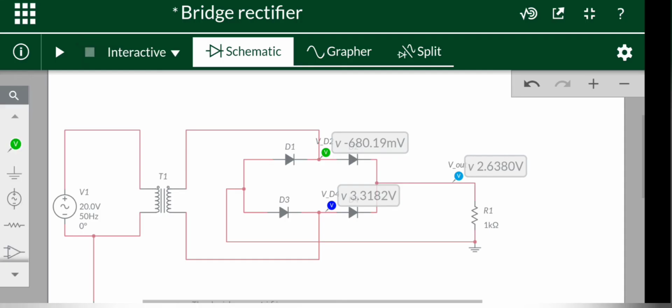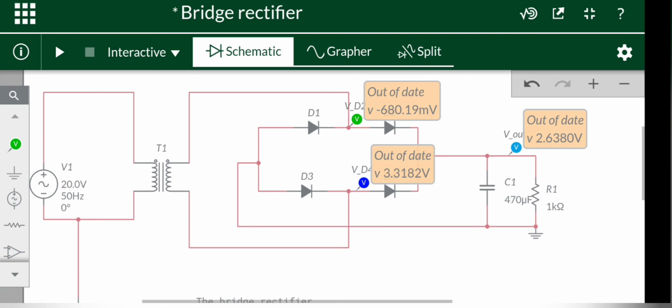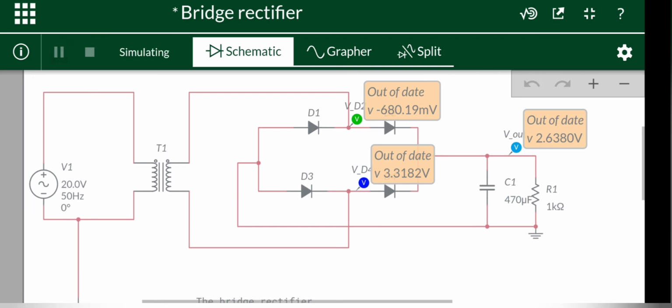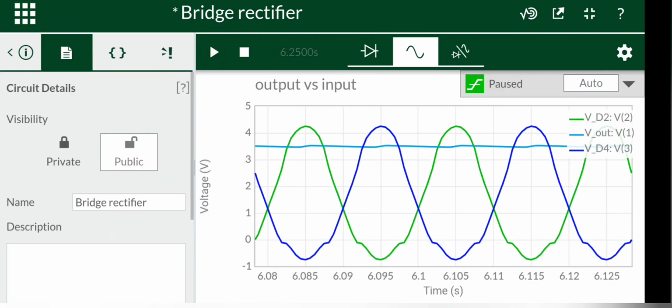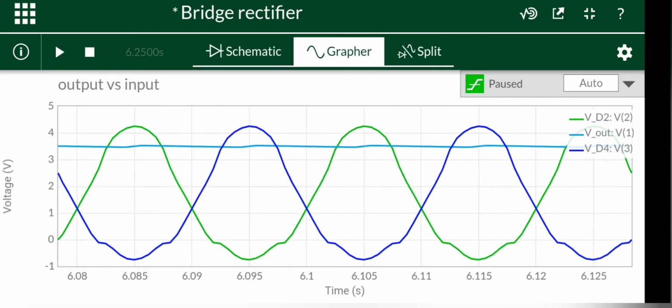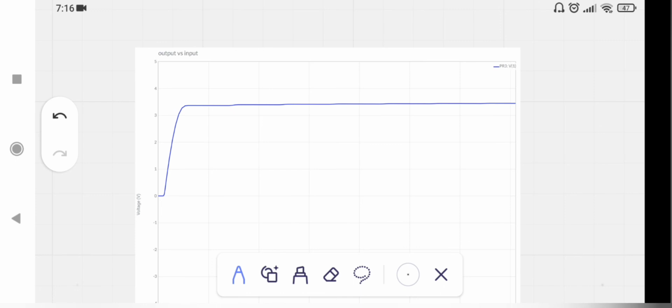Now add a capacitive filter. Here the capacitive filter with a value of 470 microfarad is added. Let's simulate the circuit. We get a smooth output. The ripples are still here, but these are acceptable. This is the charging time of the capacitor. After it gets charged, we get a smooth DC voltage ahead.